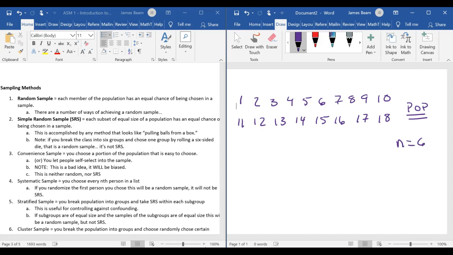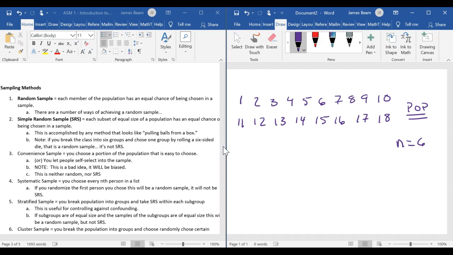Systematic sampling is what I did at the very beginning here. I pick a starting point, and then I pick every so many numbers on a list. It's not a bad way of sampling, and if you randomize the starting point, you will get a random sample, but as we showed, that's not a simple random sample. So if you pick, like, every third person on the list, that's systematic sampling, or every 9th person on the list, or whatever.